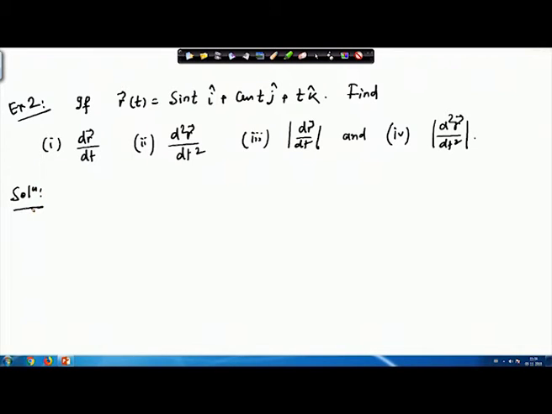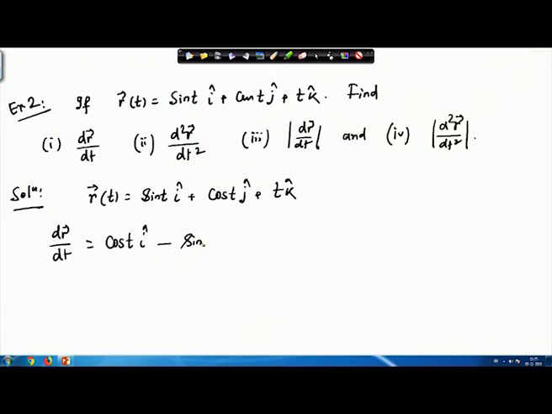So, the solution would look like this. Our given function r(t) is sin t i plus cos t j plus t k. Now, what is dr/dt? Differentiation of sin t is cos t i, differentiation of cos t is minus sin t j, and differentiation of t k is just k. So, mod of dr/dt would be the square root of cos² t plus sin² t plus 1². Cos² t plus sin² t is 1, and 1² is 1. So, this is basically square root of 2.